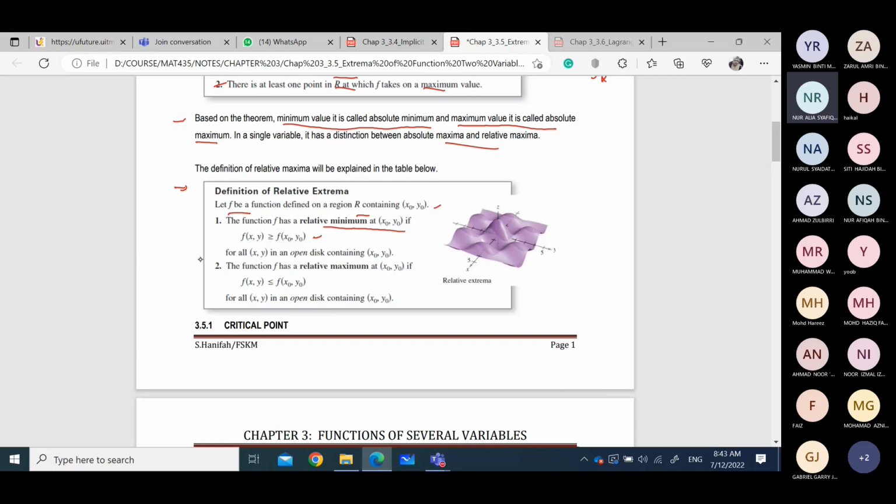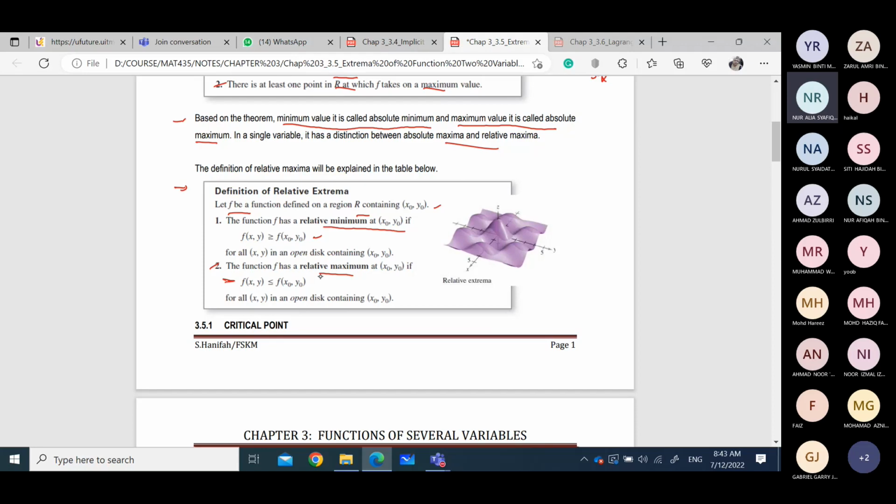Number 2, the function f has a relative maximum at point x naught, y naught if the function at point xy is less than or equal to the function at point x naught, y naught. So here we can say that the function has a relative maximum if we have this condition.